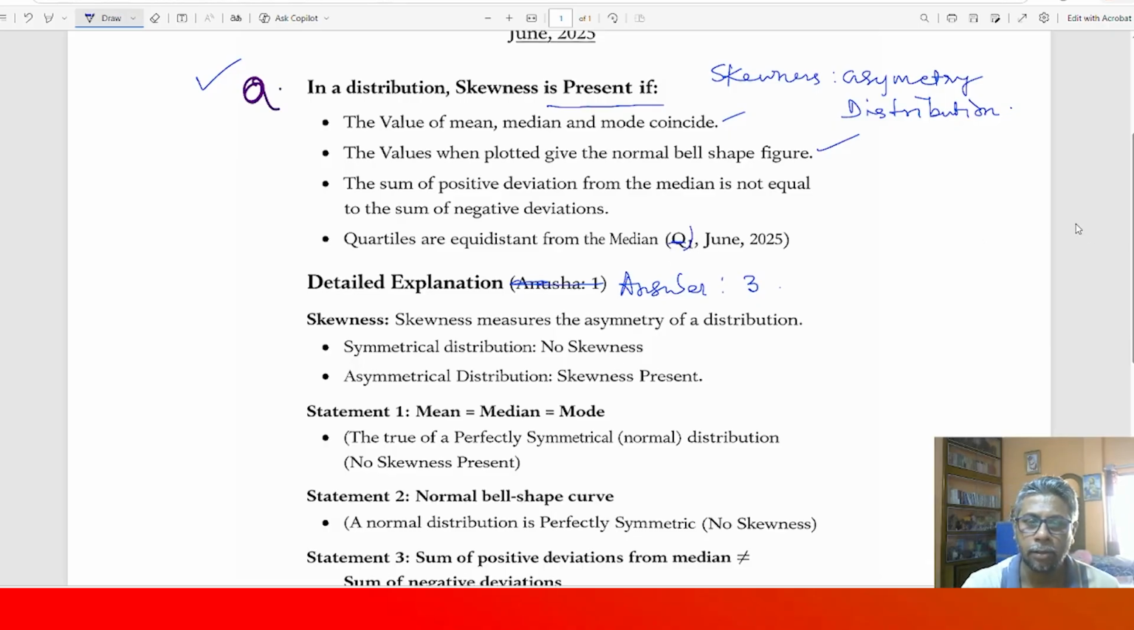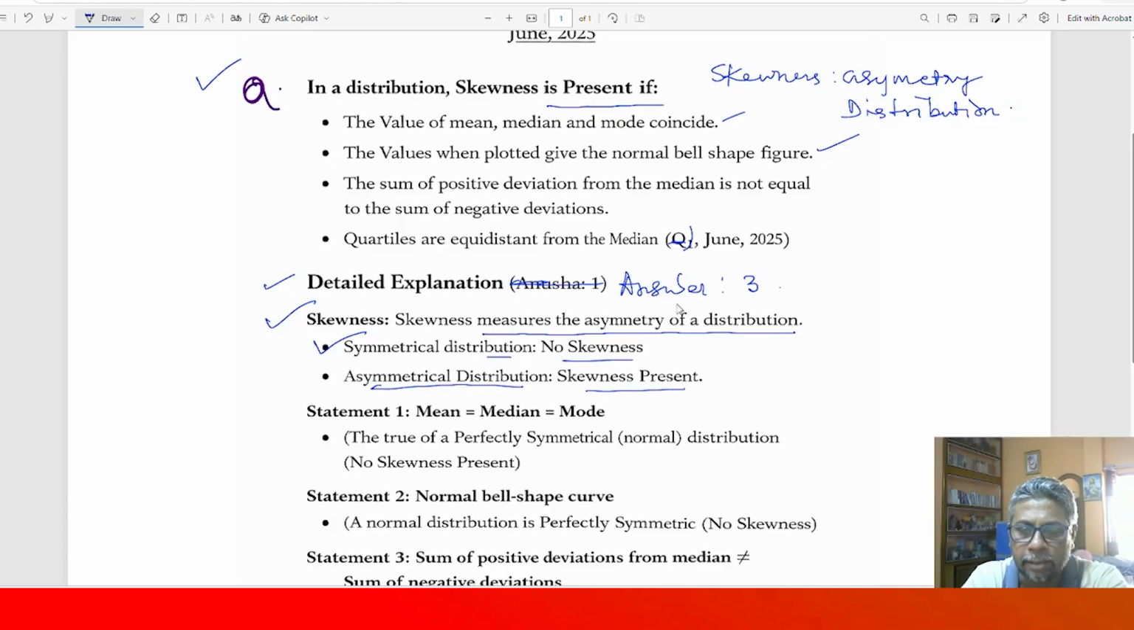So these are our statements, and we have to choose the correct statement. For the detailed explanation, at first we have to understand what skewness is. Skewness measures the asymmetry of a distribution, not symmetry. In the case of a symmetrical distribution, there is no skewness. In an asymmetrical distribution, skewness is present.